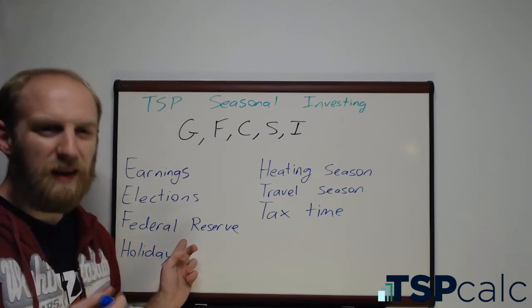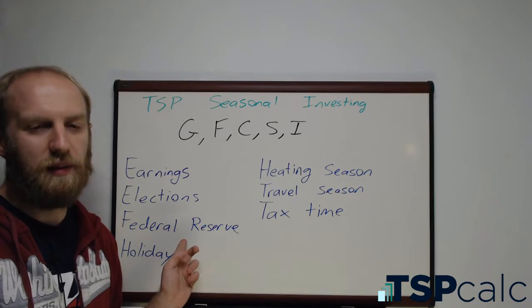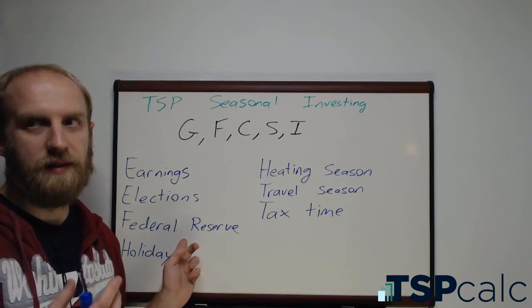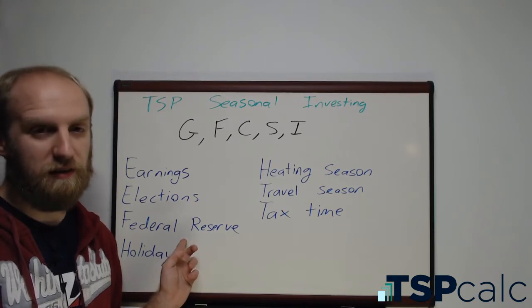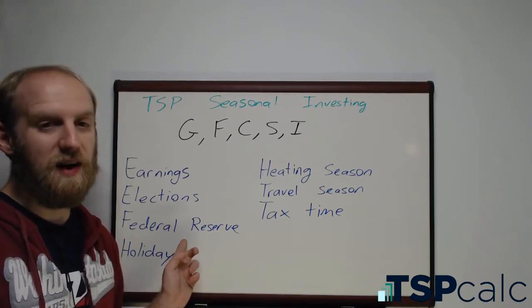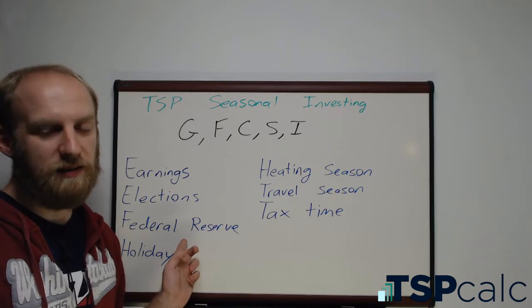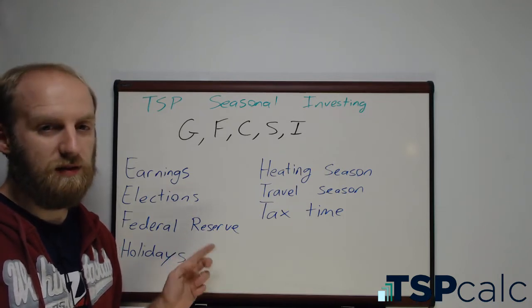Economy, and they have meetings periodically where they talk about things like the prime rate, which is the rate that banks can borrow money from the Federal Reserve, has a huge impact on the economy, and their meetings are kind of regular. So those cause seasonal tendencies.